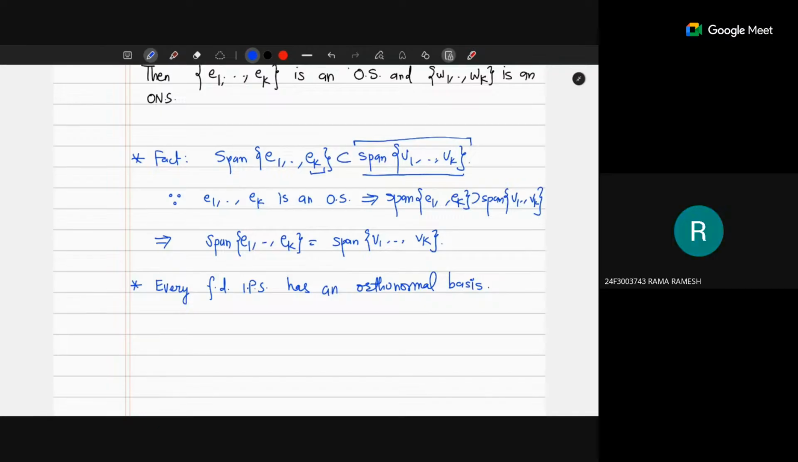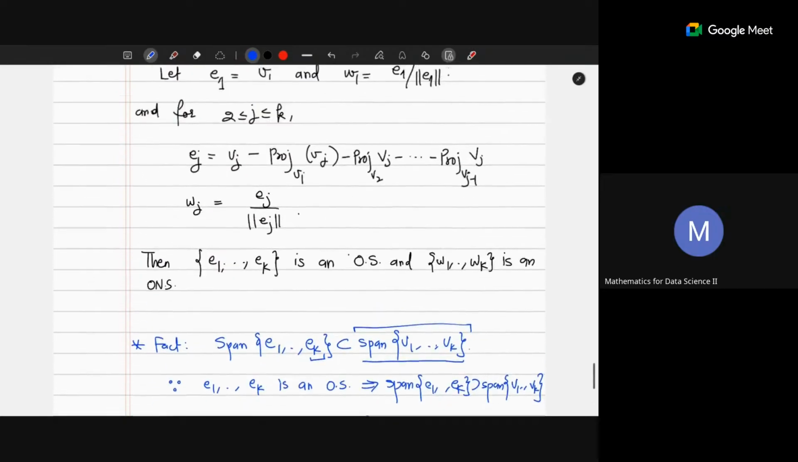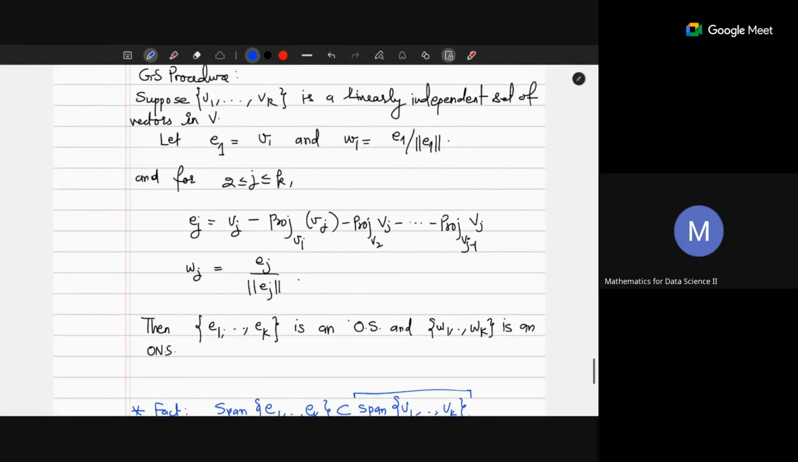Sir, can you please repeat the last line? Every finite dimensional inner product space has an orthonormal basis too. And why do I say that? Because if you have a finite dimensional vector space, you have a basis to that vector space. Now, using that basis, you can apply this Gram-Schmidt process to convert that basis into an orthonormal basis. So you start with that basis, and then you convert it into an orthonormal basis, W1 to Wk. Okay, that makes sense.